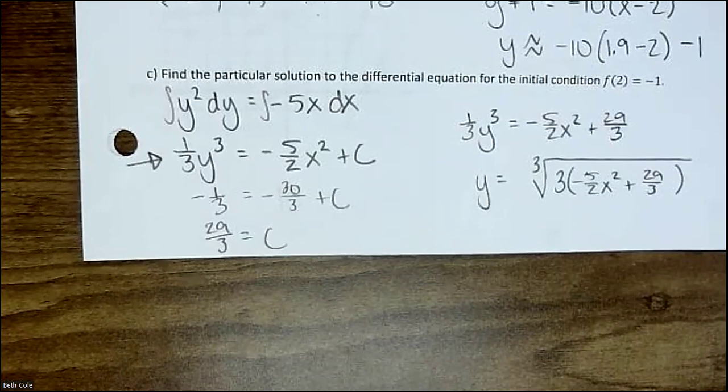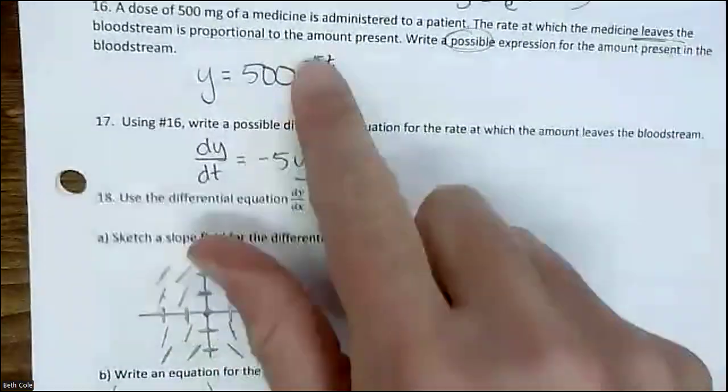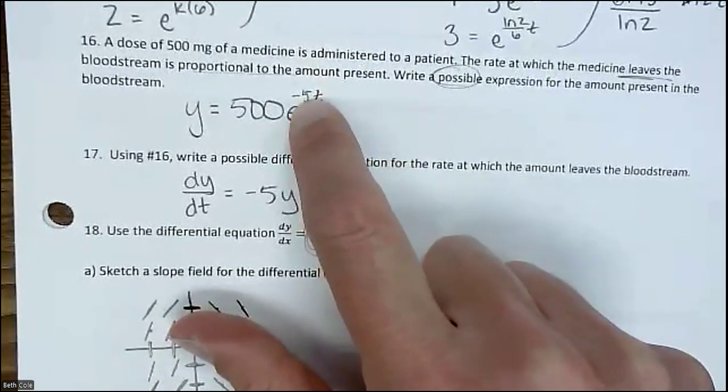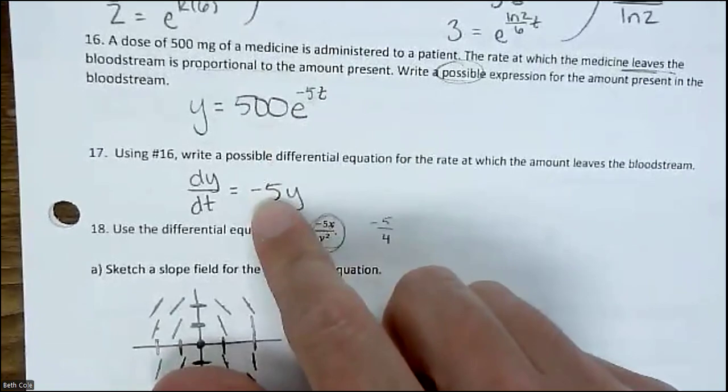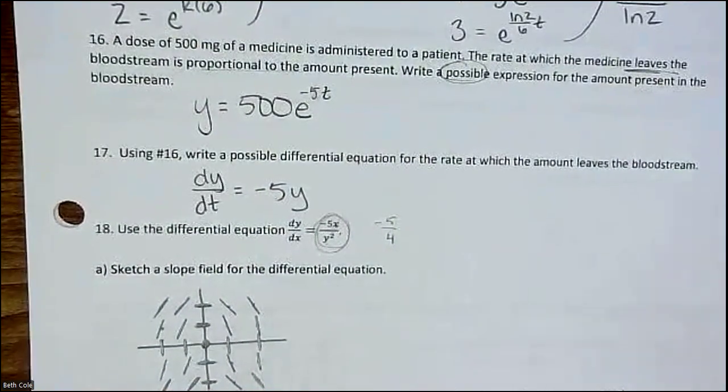What's that? Yes, that was a free response. Oh, they had to match. It said using question 16. So see how that was a -5 there? That's the rate. Or if you think of PERT, that's the R in PERT, that's your rate.